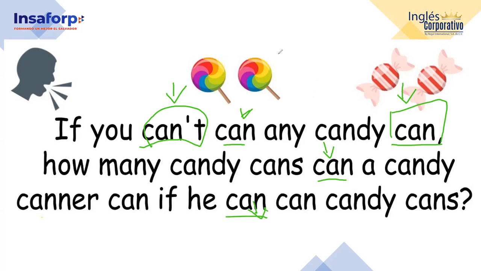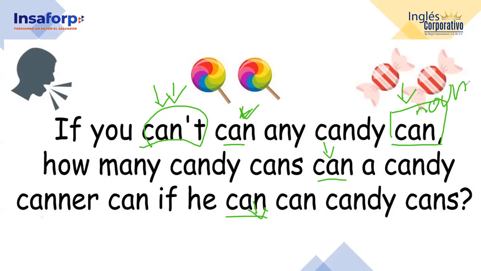Why? No. Remember that I'm not going to translate. That's what we were saying. We are not going to translate because we need to think that this is in English. That's what I'm telling you. This is auxiliary. This is a verb and this is a noun.